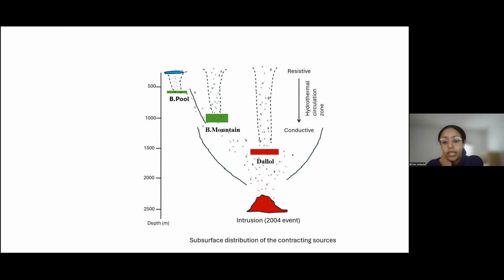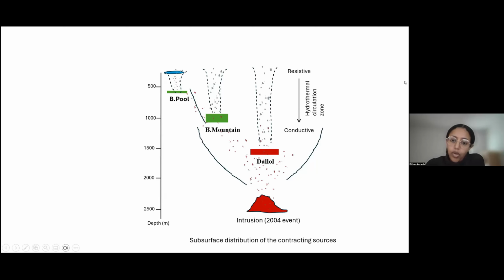event, but prior to that, magnetic and gravity surveys also defined the presence of some intrusion at the center of Dallol. So InSAR modeling confirmed this intrusion is located at 2.4 kilometers. Right on top of that, we have our sill model that is at 1.5 kilometers. And for Black Mountain and Bubbling Pool, we have them at shallower depths, and they are connected by the transverse faults.